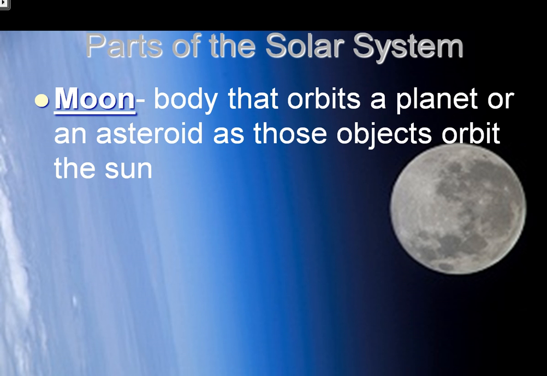The next group are called moons. These are any body that orbits a planet or asteroid that orbits the sun. So in other words, instead of directly orbiting the sun, it orbits something that orbits the sun. These are also called satellites.